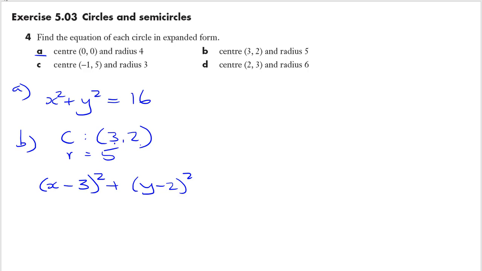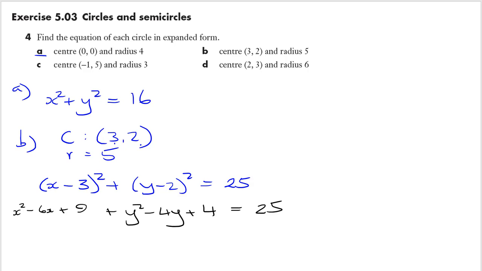So I've just taken those two centre coordinates, and that'll equal 25. The question wants us to write this in expanded form, so what we have to do is expand and simplify these two. Now hopefully if you've got a good knowledge of how your perfect squares expand, this should be nice and straightforward. We should get x squared minus 6x plus 9, and for this one here we'll get y squared minus 4y plus 4, and that'll equal 25.